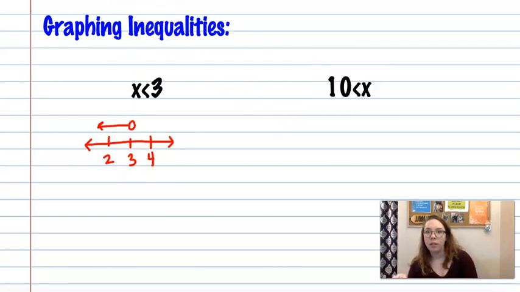All right, here, similar problem. I'm going to make my number line 9, 10, and 11, so that 10's right in the middle here. There's no line underneath for equal to, so we're going to use an open dot. And then x is larger than 10, so we're pointing our arrow to the right. We want the digits larger than 10.